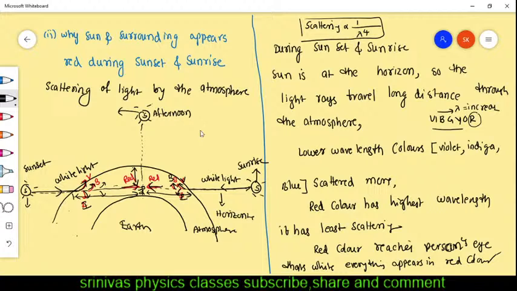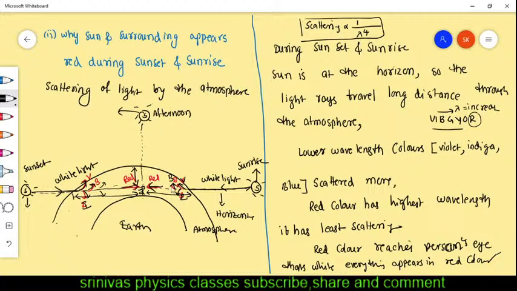And the next one is, what about in afternoon? आफ्टरनून में किस कलर में दिखाएगा? देखिए, आफ्टरनून में देखा होगा, can anyone give the color, what is the color of the sun in the afternoon? Write in the chat box. In the evening, during sunset and sunrise, sun appears red color, surrounding appears red color. Why red color? Because of scattering.